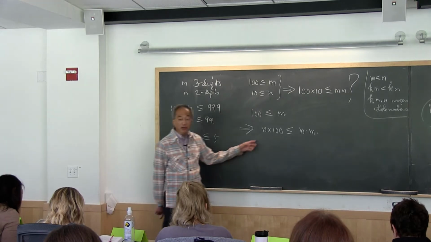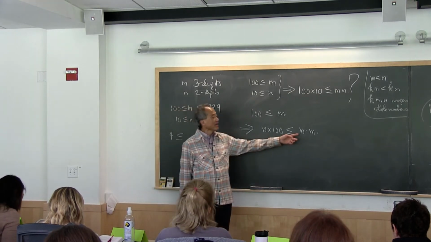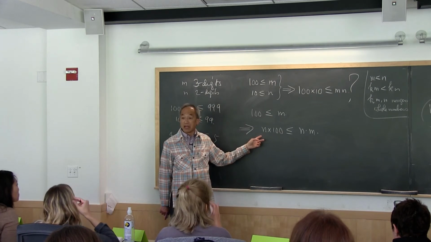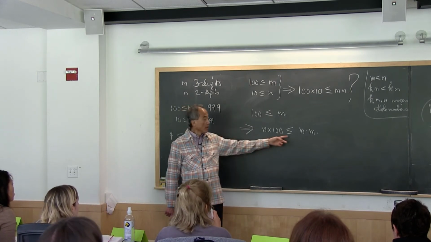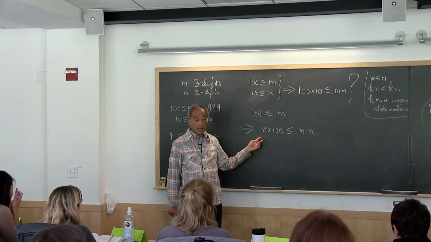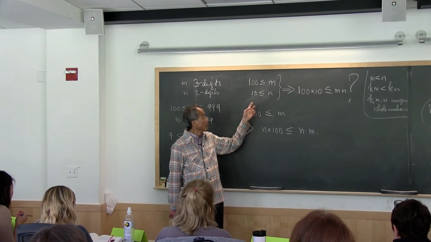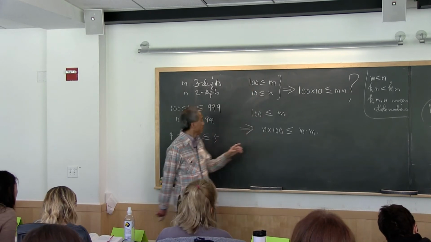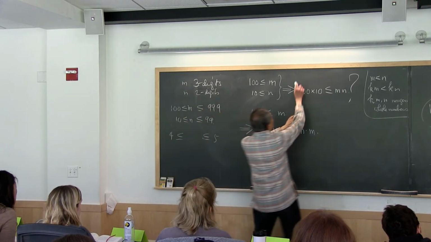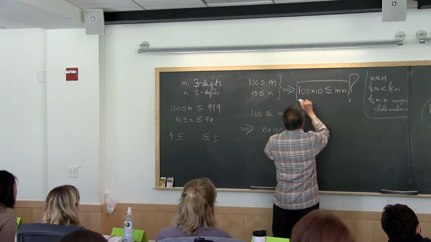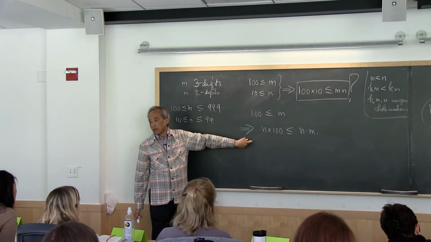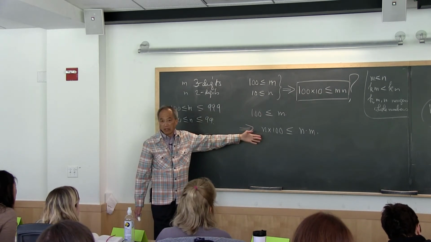Alright, now this is not quite there yet because I don't want to say n times n is bigger than or equal to 100 times n. What do I want to say? n times n is bigger than what? 10 times 100, right? That's what I want. Yeah, this is what I want. And this is not there yet. Not to worry, because if you get this idea, you can complete it.